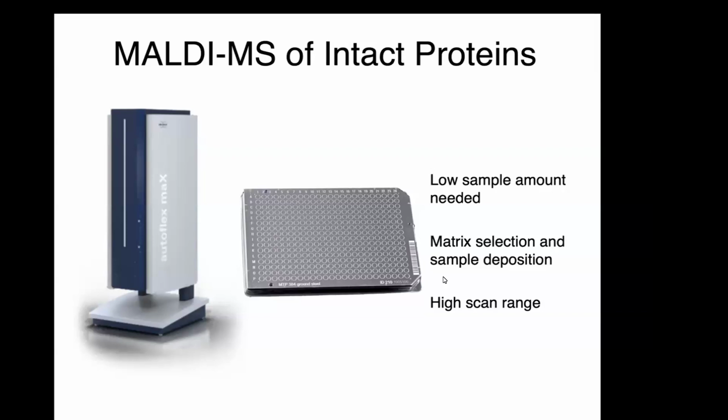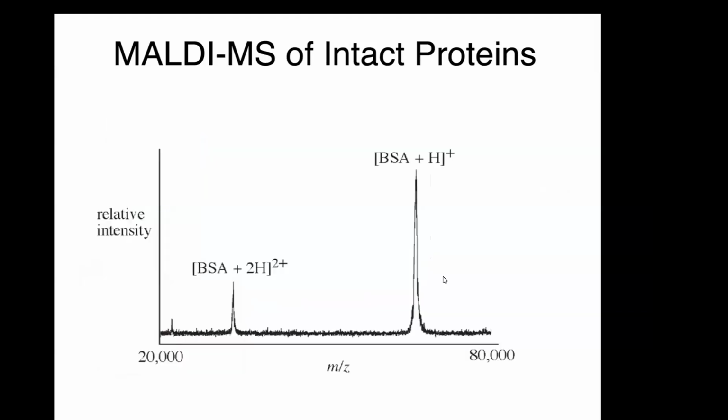The other aspect of MALDI that we take advantage of when analyzing intact proteins is its high scan range. So on this picture here, you'll see that we're seeing the singly and doubly charged peak of BSA. Unlike before, where we were seeing a series of multiply charged peaks, this is what is typical of MALDI analysis of intact proteins. We'll see singly and doubly charged peaks. And we can take advantage of the fact that the scan range for the M/Z goes up to 200,000 to 300,000 rather than that 2,000 to 3,000 M/Z we were seeing before.